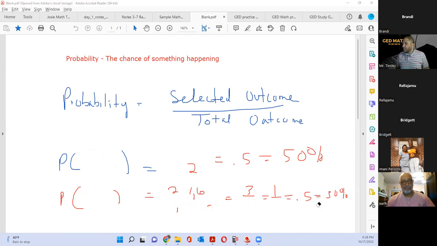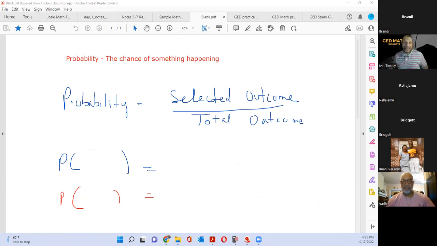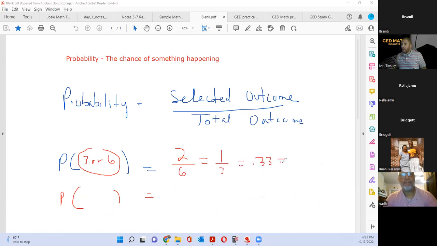What's the probability of me rolling a three or a six? So a 3 or a 6 on a die. The selected outcomes is 3 or 6, which is 2. What's the total outcomes? 6. 2 out of 6, which is 1/3, 0.33, or 33%.